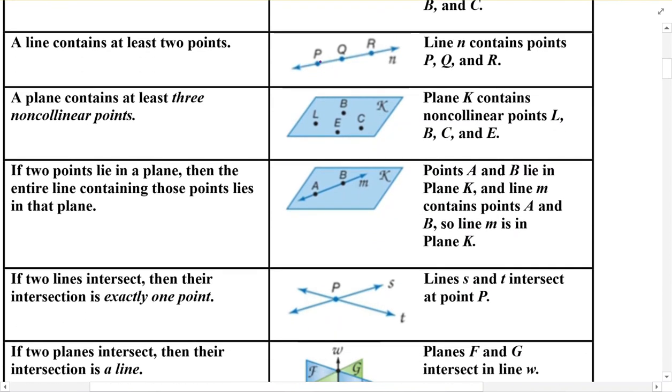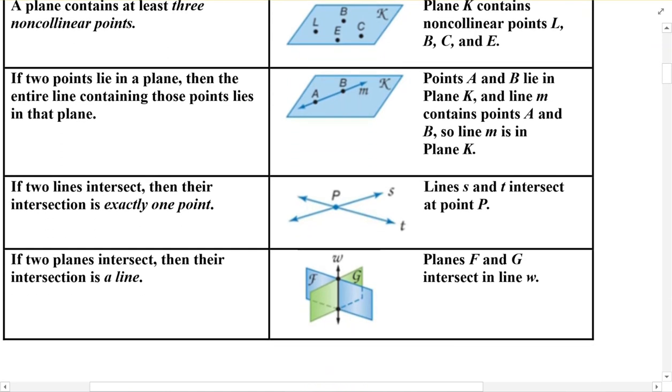A line contains at least 2 points. We know a line contains an infinite number of points, but we only need 2 points to name the line. A plane contains at least 3 non-collinear points. Again, a plane goes infinitely in all directions and contains an infinite number of points, but we only need 3 non-collinear points to define the plane.